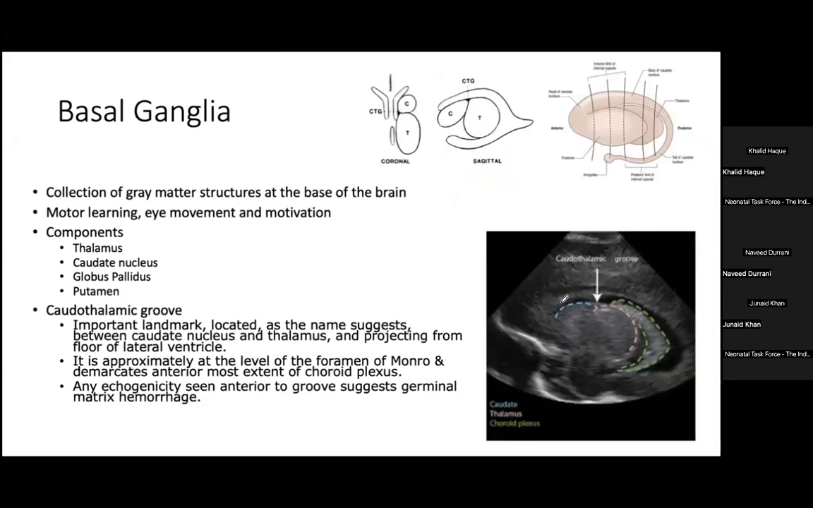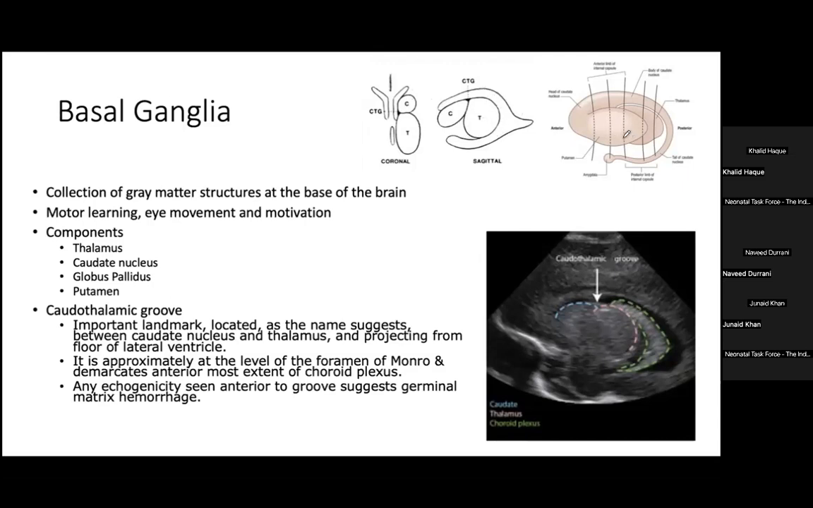Then come the basal ganglia, which are very important gray matter structures at the base of the brain and important for motor learning, eye movement, and motivation. It is composed of thalamus, caudate nucleus, globus pallidus and putamen. In the coronal plane, you will see it on the lateral side of the third ventricle. This is thalamus and caudate nucleus, and in between these is the caudothalamic groove, a very important structure. In the sagittal view, you will find T as thalamus and C as the caudate nucleus, and this is the lateral ventricle which encircles it.